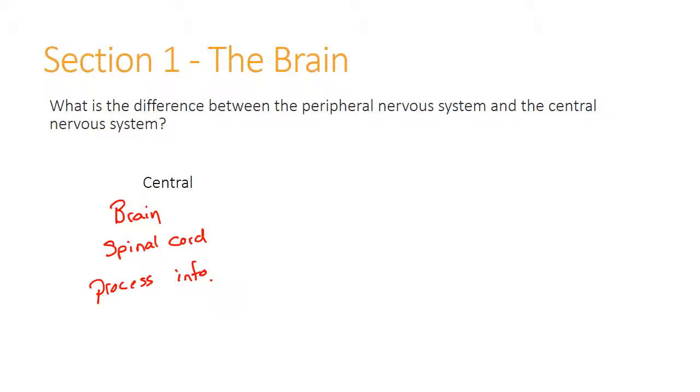So pretty cool. The next one we have is going to be the peripheral nervous system. This one, by the way, breaks down into many different divisions. There are subsystems within this system, but just keeping it generalized here, this is going to include all the other nerves in the body.